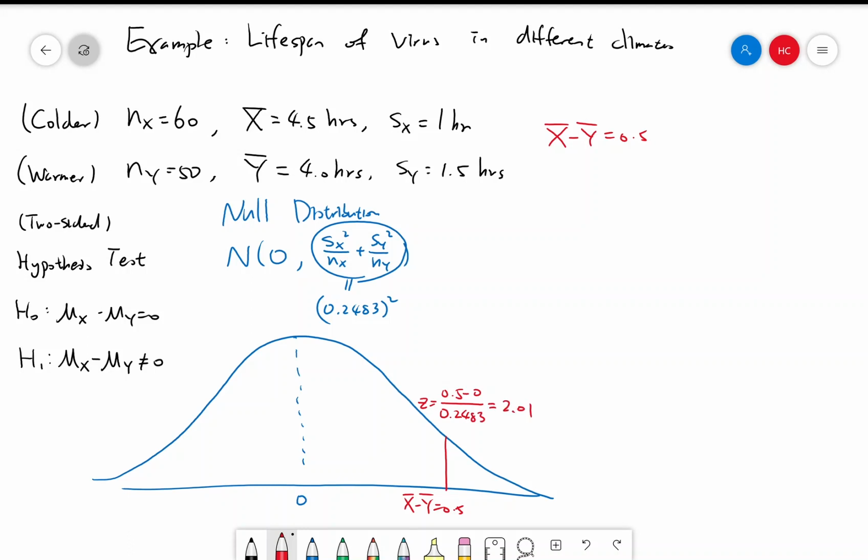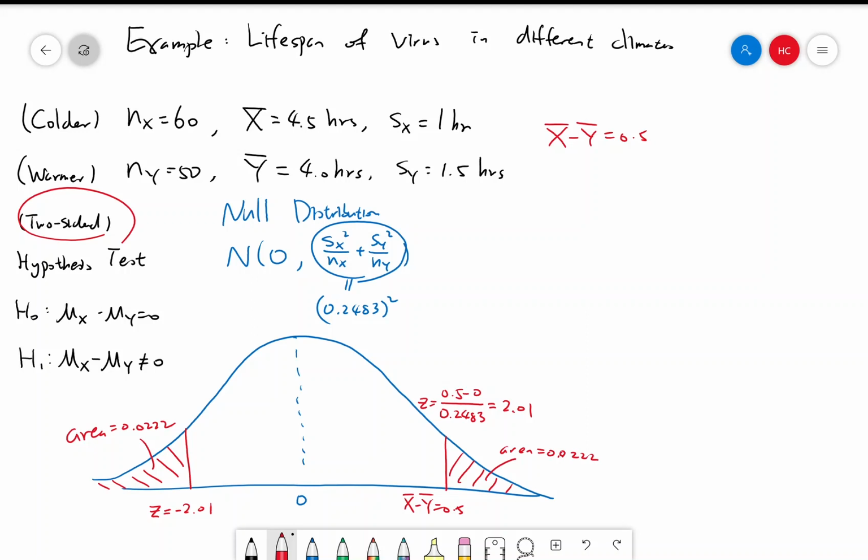2.01. But because this is a two-sided test, the p-value is the area of this tail and the area of the tail on the other side. So we also need to calculate the area of the tail on the other side, which is to the left of z equals negative 2.01. If you look at the z table, this tail has area equal to 0.0222, and so does this tail.